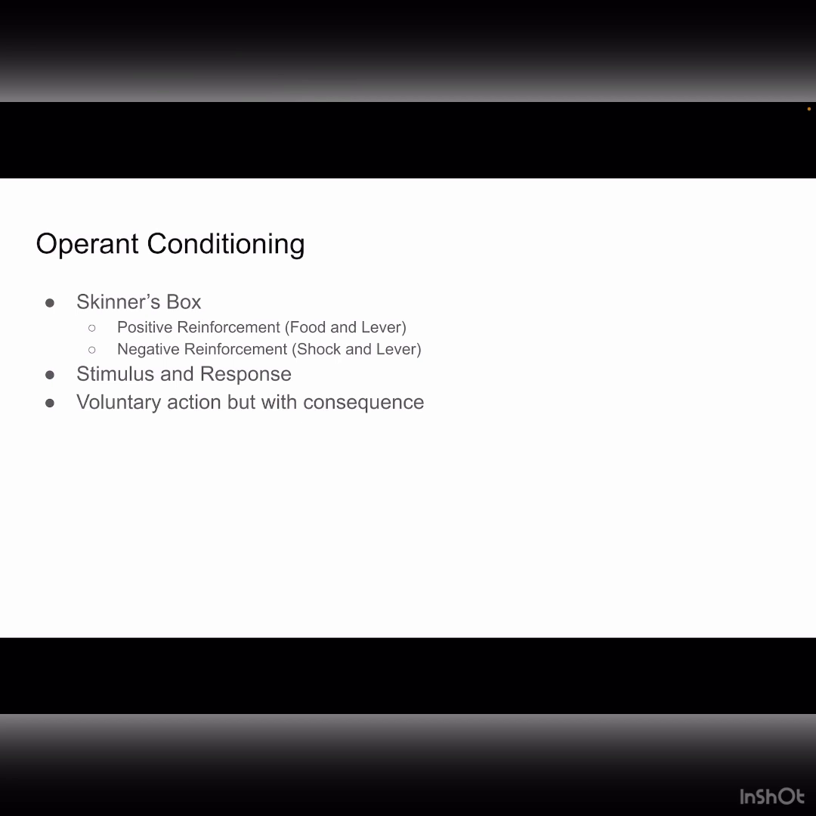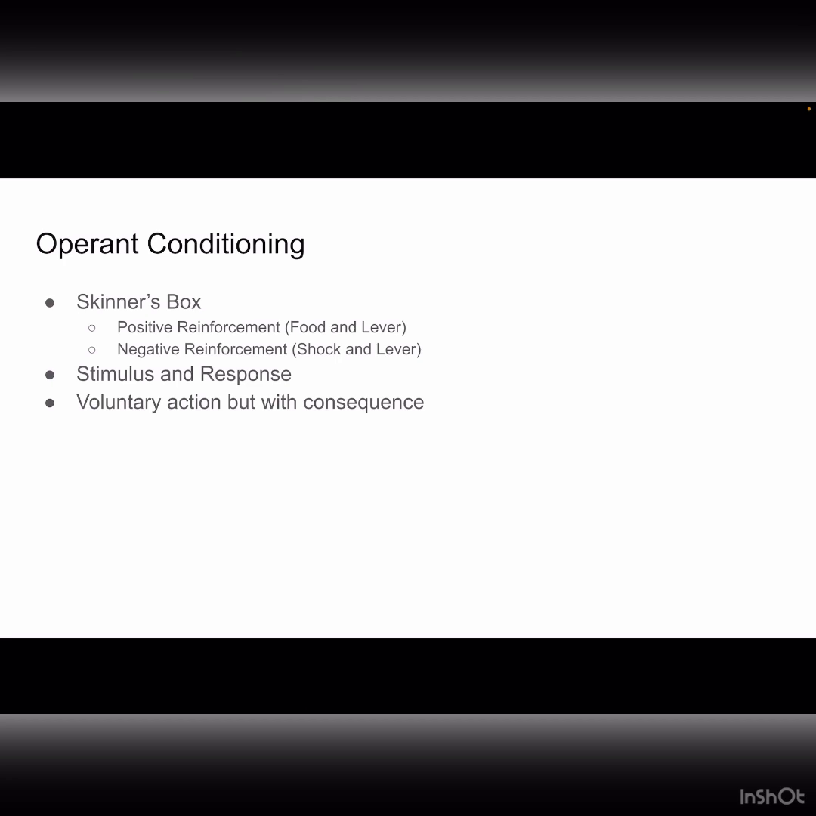This led the mouse to press the lever more and more. Another variation of Skinner's box had the mouse receive mild electric shocks. Only when the mouse pressed the lever would the shocks stop. This, as one could expect, also led the mouse to press the lever more and more. As you've probably noticed, this type of conditioning differs from classical conditioning.